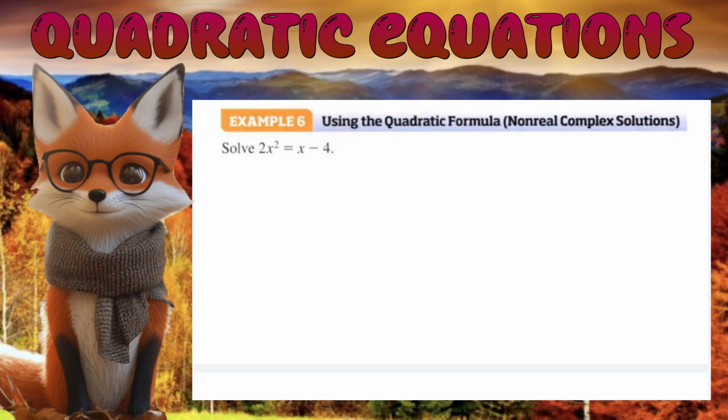All right, so in order to use the quadratic formula, as we all should know, we need to have the equation equal to 0. So I'm immediately going to subtract x and add 4 to both sides. Now I'm going to go ahead and plug all this into the quadratic formula.